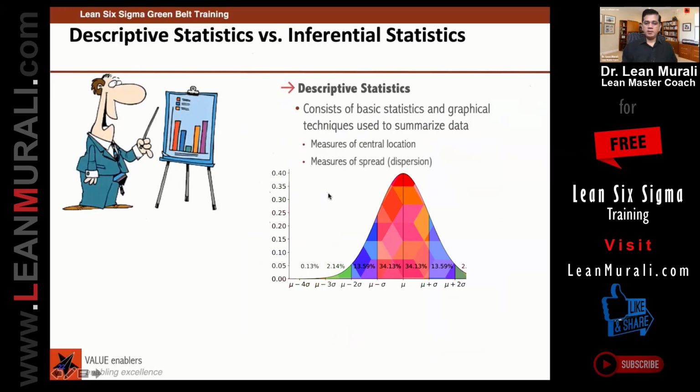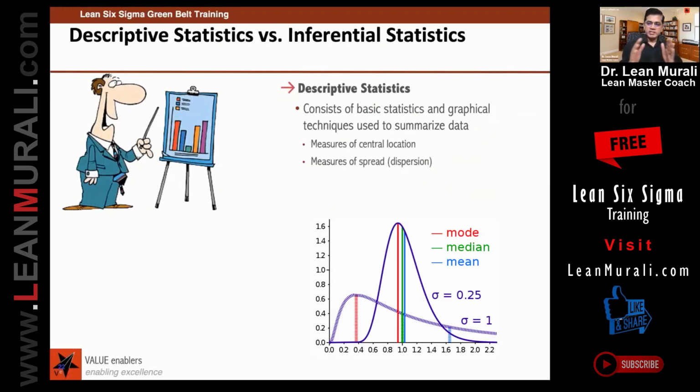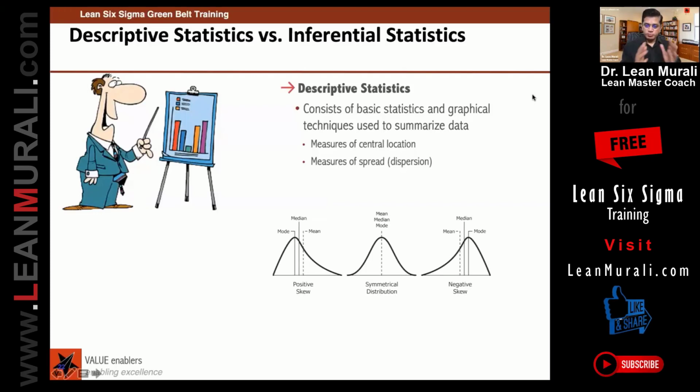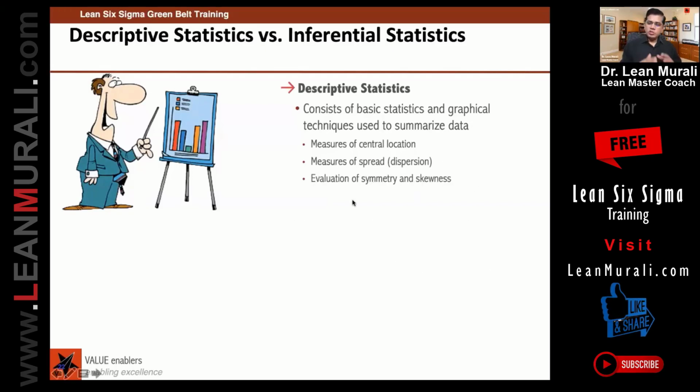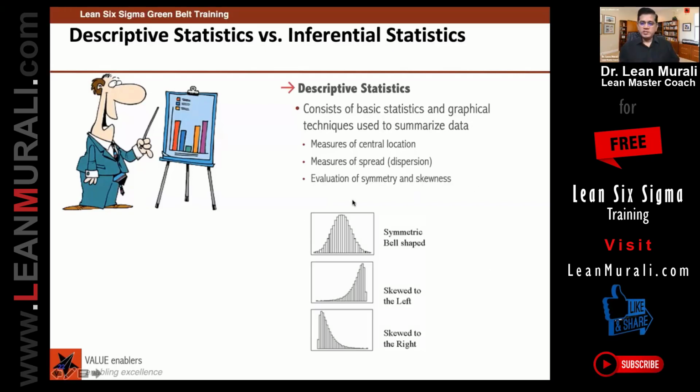For example, I have put a normal distribution, and there is a measure of central location, which is mean, median, mode. And measures of spread are standard deviation, variation, range. And then we will also talk about symmetry, skewness and stuff like that.